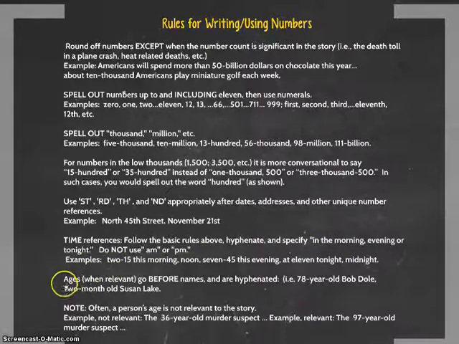Now, when writing out someone's age, make sure that it is relevant, that their age is important to be included. And if you do, it needs to go before the name, and it is hyphenated. So, 78-year-old Bob Dole, or 2-month-old Susan Lake. Sometimes the age is not important to the story, like a 36-year-old murder suspect. There's nothing really special about that. However, if it was a 97-year-old murder suspect, that's a little more interesting, so that would make it relevant.